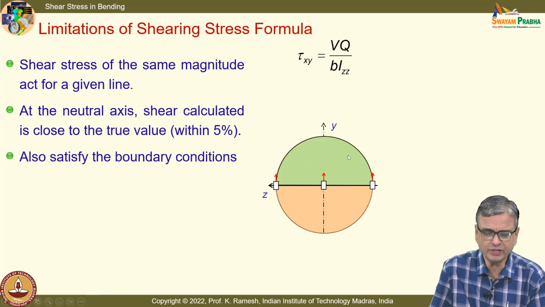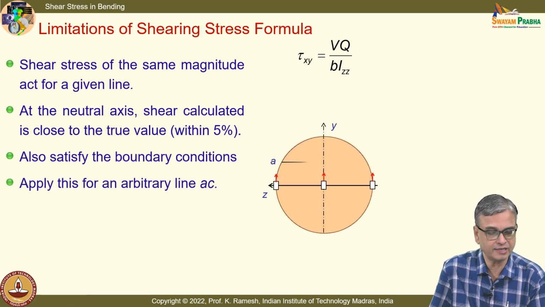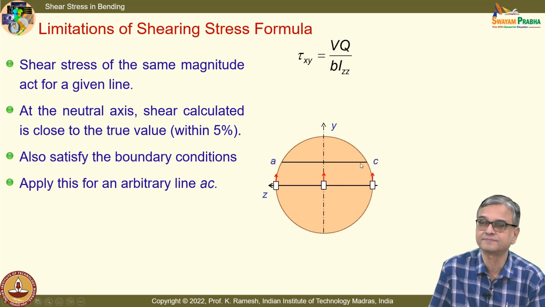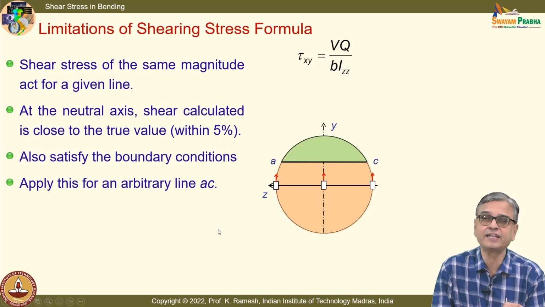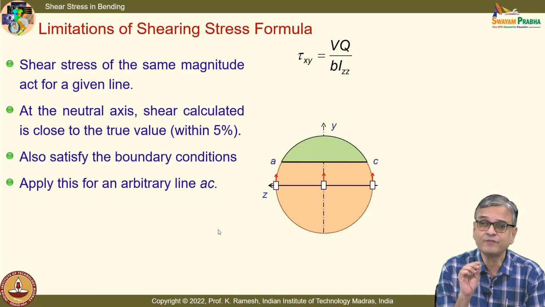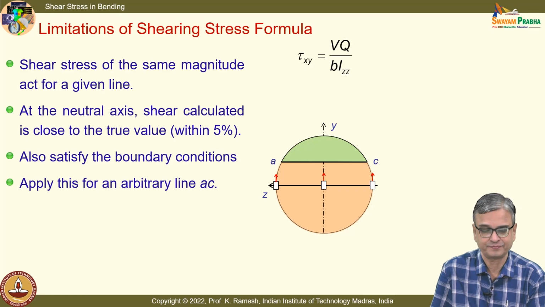If you actually do the theory of elasticity calculation, the results show that whatever we get out of this is accurate within 5%. So, that is a good estimate. Suppose I take an arbitrary line AC, I am going to use the same expression and get similar results for this line also, and you will have to identify where we have a catch.